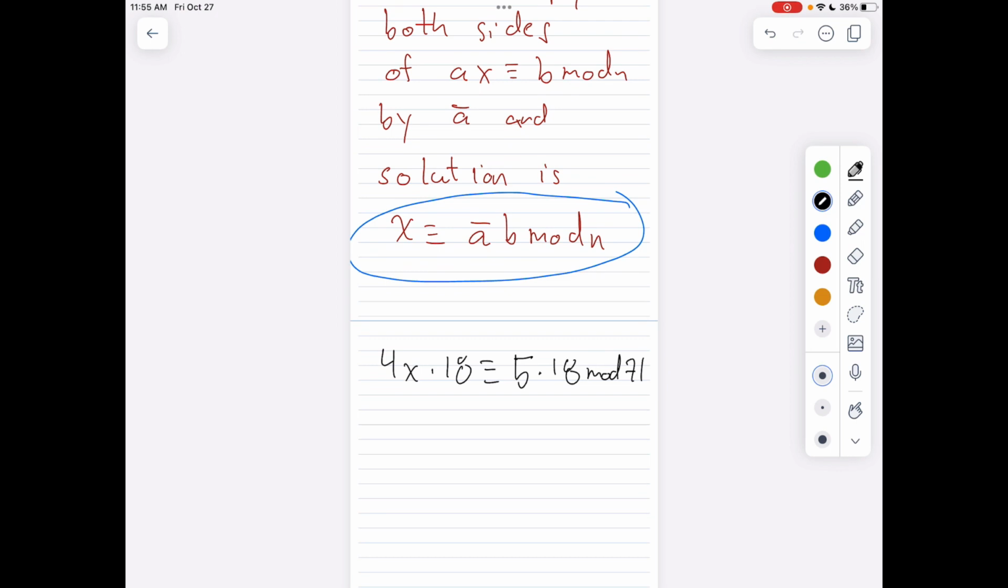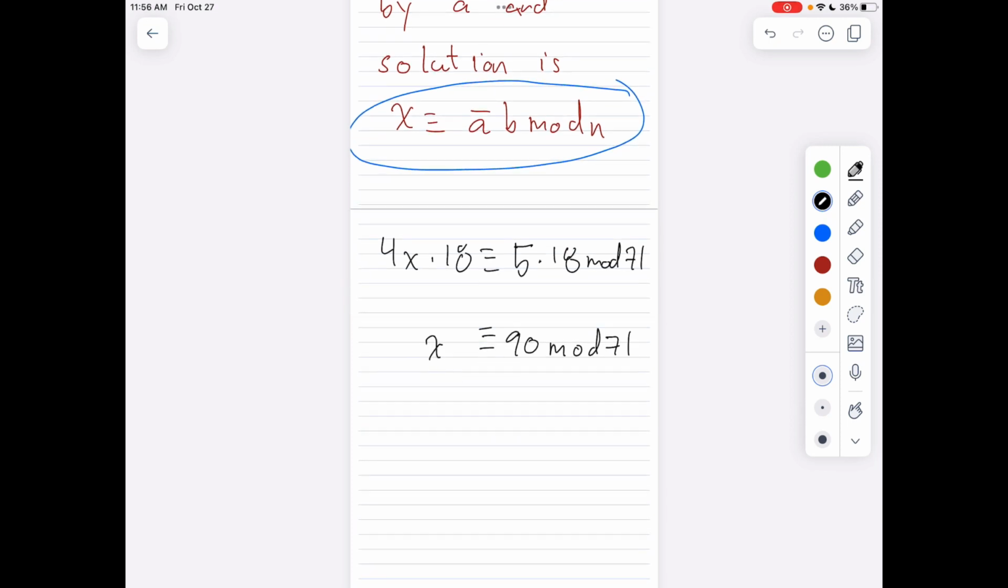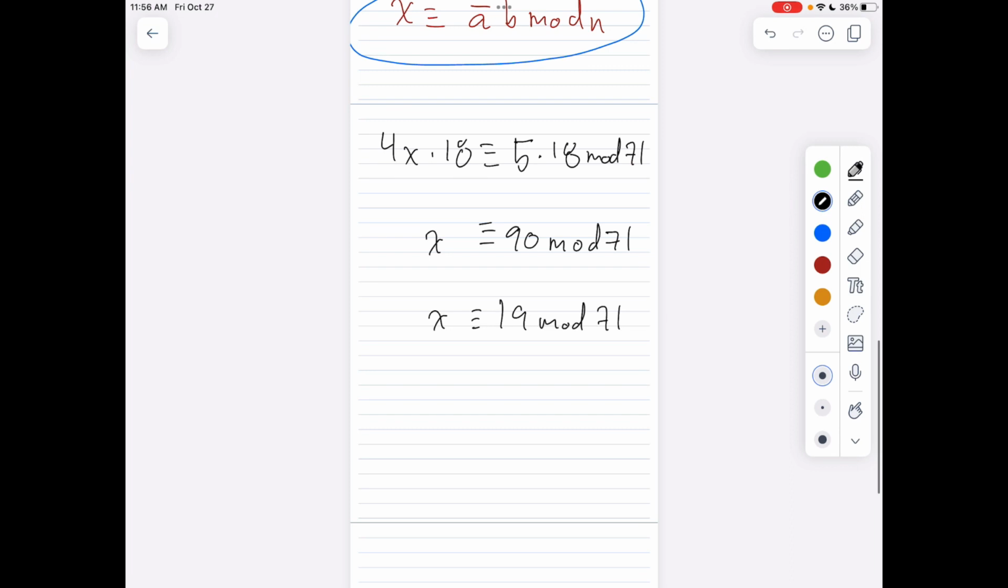Unfortunately, because of time constraints, we don't really have time to go over why that is, but this would be your solution. And x would equal 90 mod 71. Now, 90 mod 71 is equal to saying 19 mod 71, right? Because 71 goes into 90 once with remainder 19, so they're equivalent. So we have our solution: x is congruent to 19 mod 71.